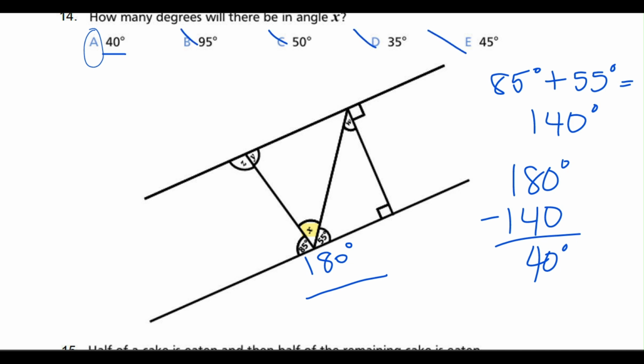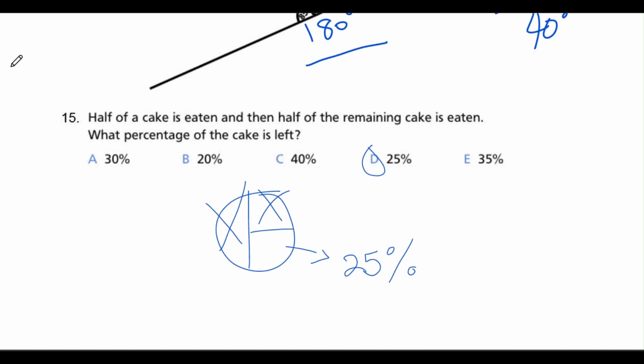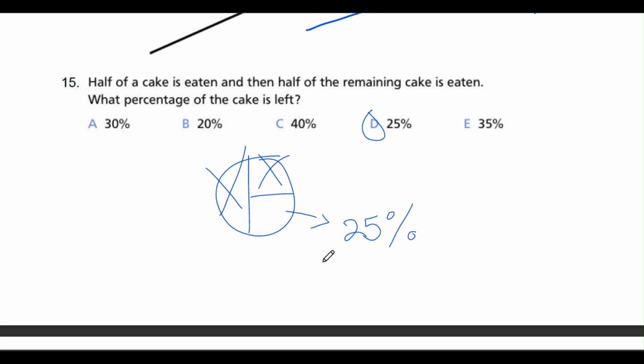Question 15. Let's try number 15. This question says, half of a cake is eaten, and then half of what's left is eaten. What percentage of the cake is remaining? Our choices are A, which is 30%, B, which is 20%, C, which is 40%, D, which is 25%, and E, which is 35%. The correct answer is D, 25%.